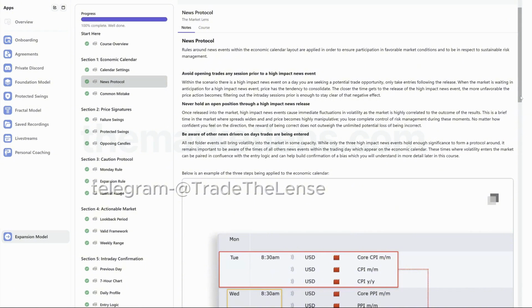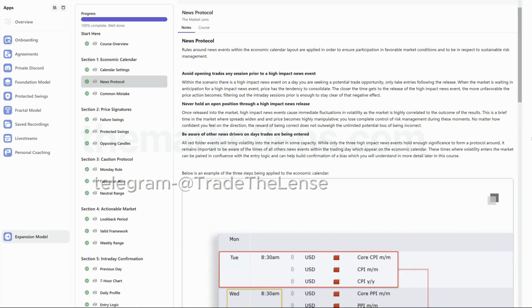These are things that you can't predict. And most of the time, if you are trying to hold through an event like this, you're going to get either stopped out, or in the case that you're wrong, which is very possible with things like this, your stop can get slipped. You lose control of risk management. If we want to be consistent, we're never opening trades or holding trades through high impact news releases. That truly will never change.